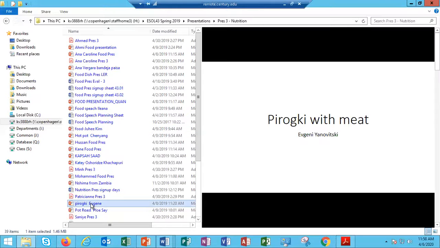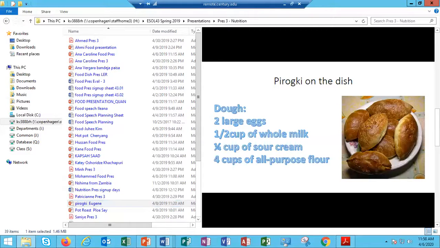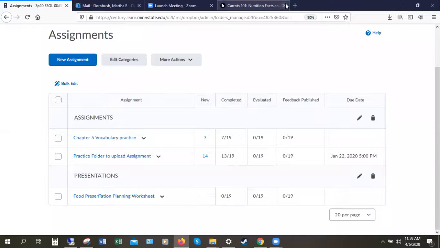This one was a guy from Europe, and he did something called pierogi, which is a kind of pasta. They're little pockets of dough, and they stuff them with meat and vegetables on the inside. So this is how you make the dough, and then the filling has all these ingredients. So that's just some examples of what some other students have done.